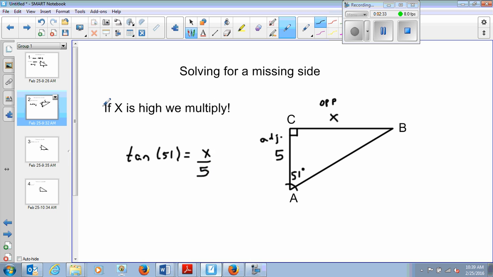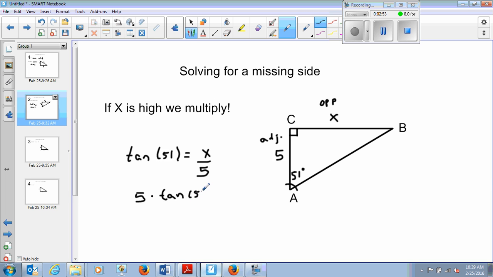Now, here's the rule. If X is up high, we multiply. What I mean by that is X is on top of our fraction. If X is up high, we multiply. It rhymes, so it should be easy. And we did this in class. You have X divided by 5. So to get rid of that 5, we're going to multiply 5 times tangent 51.